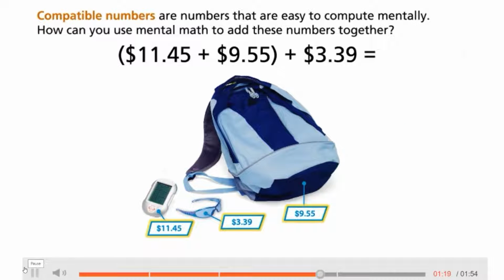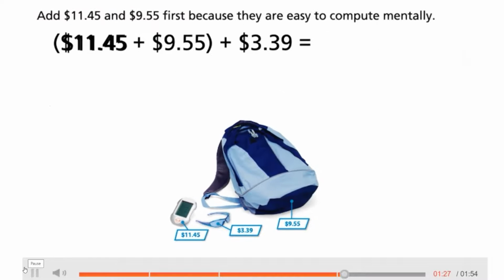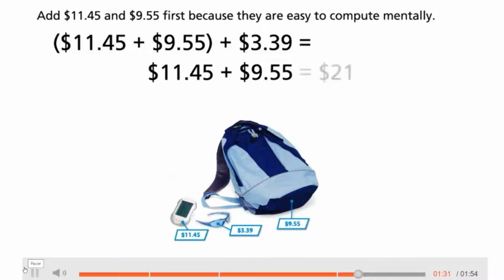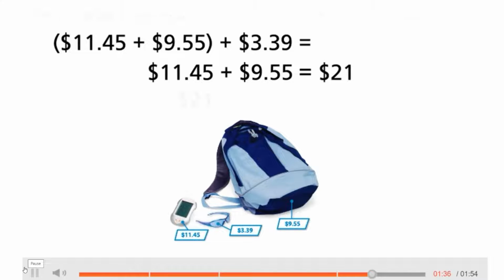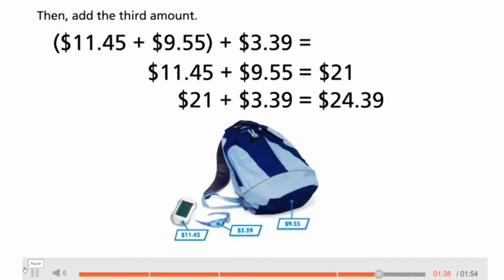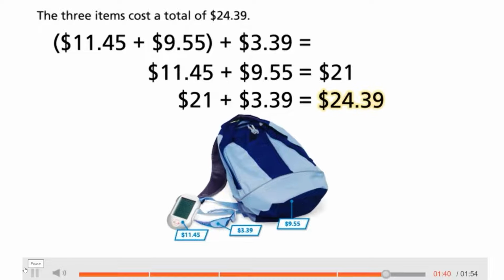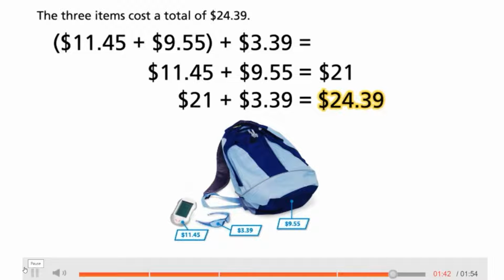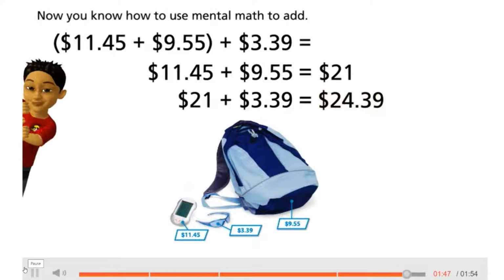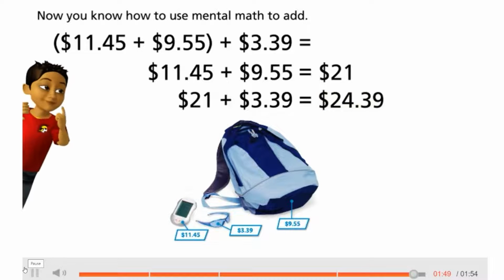Compatible numbers are numbers that are easy to compute mentally. How can you use mental math to add these numbers together? Add $11.45 and $9.55 first because they are easy to compute mentally. Then add the third amount. The three items cost a total of $24.39. Now you know how to use mental math to add.